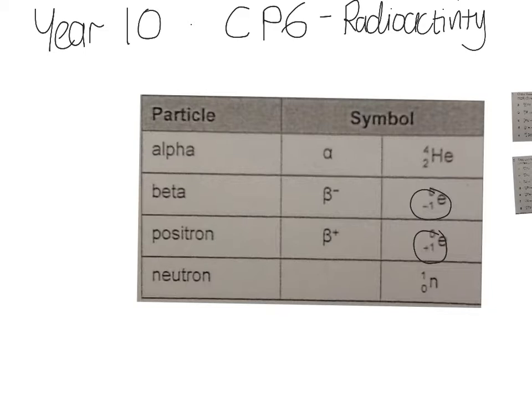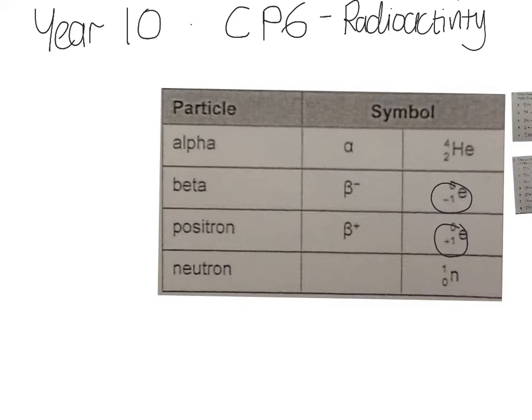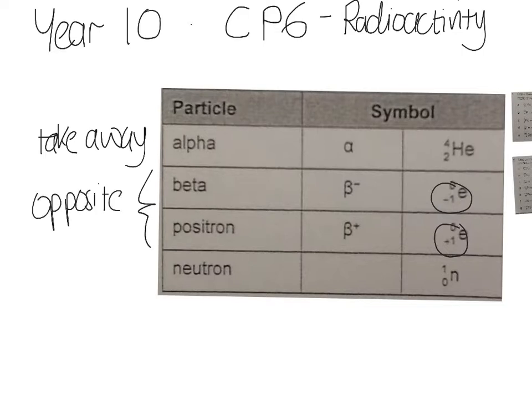Now, the way that I've got to remember this is as follows. For the alpha particle, we do a simple take away. So for alphas, we do a takeaway. For the beta and the positron, both of those two, we do the opposite to what has been circled. And for the neutron, it is the same again. We do a takeaway. Okay, so let's start with a particle that we know what it's got, and then we'll see what happens when it emits a nuclear particle.